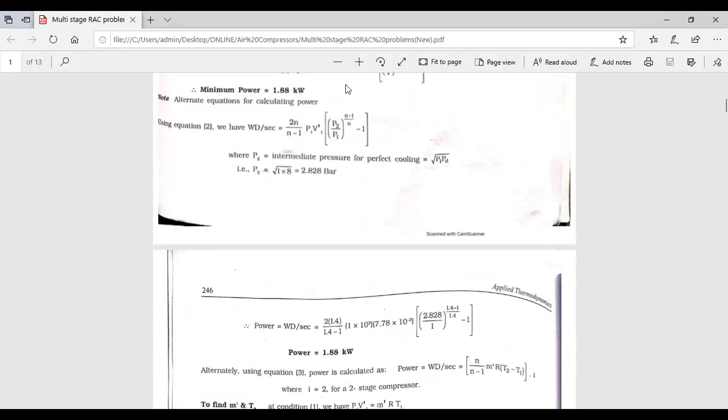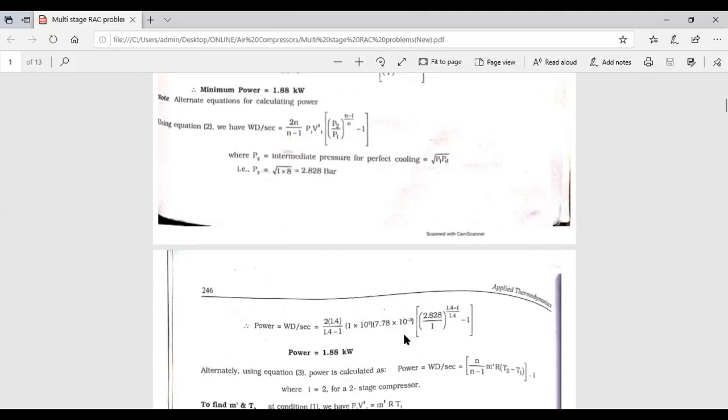Next, you just have to substitute the values. Remember, you take 2 here for two stage, and 1 or simply n in the case of single stage. So 2 into 1.4 divided by 1.4 minus 1, into P1, which is 1 bar. Remember, you have to convert to kilopascal, which is most important because everything is expressed in kilopascal. That's why you take 1 bar as 100 kilopascal, or 1 into 10 to the power of 2 kilopascal. V1 is 7.78 into 10 to the power of minus 3 meter cube per second.